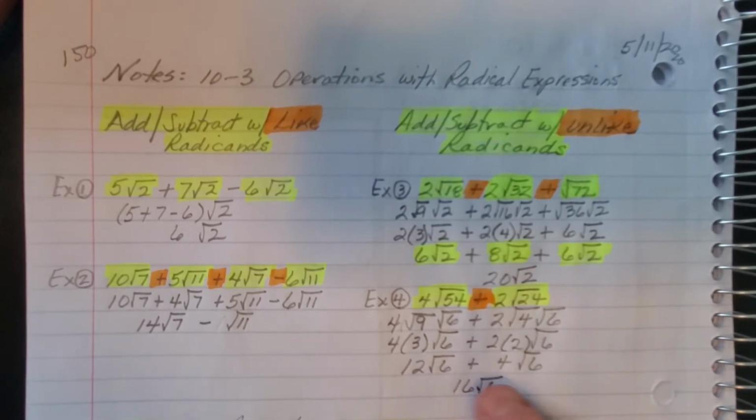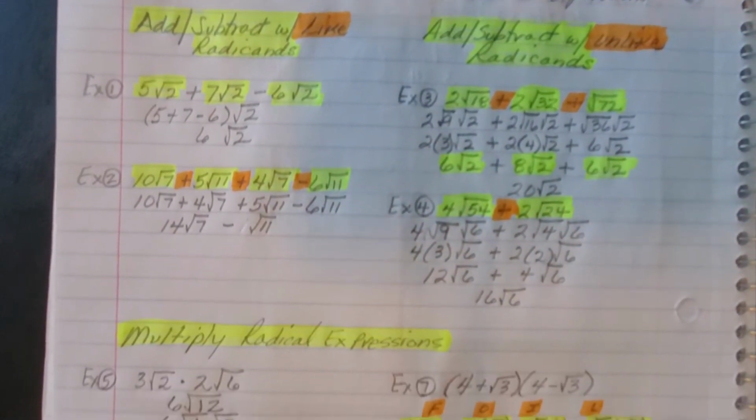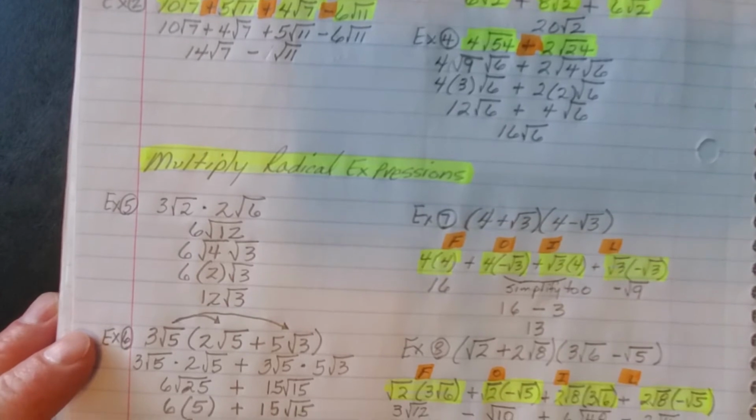You now can put these together because of the same radicand. So we add 12 plus 4 and get 16 times the square root of 6. It's like having 12x plus 4x. Same thing. Now, multiplying radicals, radical expressions.